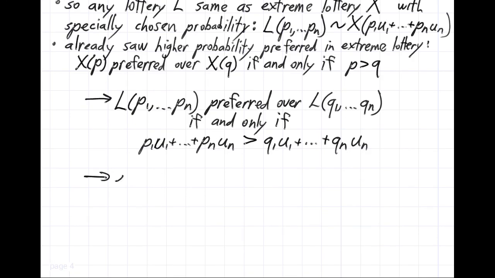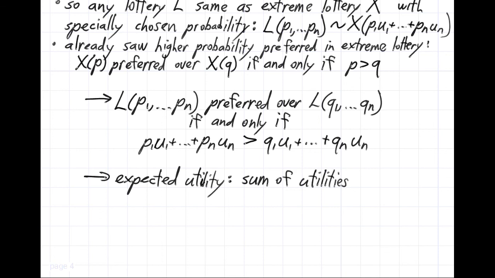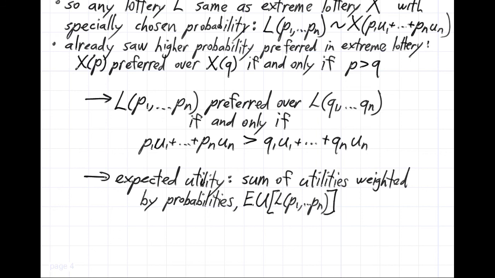We basically have defined expected utility, which is the sum of the utilities for the various outcomes, weighted by their associated probabilities. And we could write that as EU, and then for any given lottery, let's say L of P1 to Pn, is equal to P1U1 plus P2U2 plus so on plus PnUn. And this is an important concept. Take note of it. Remember it.